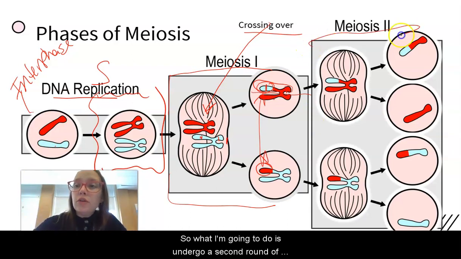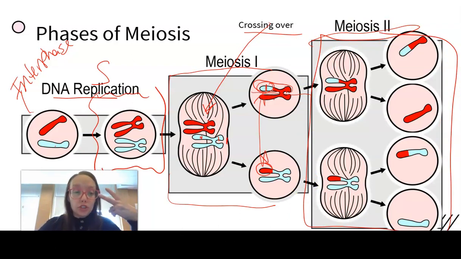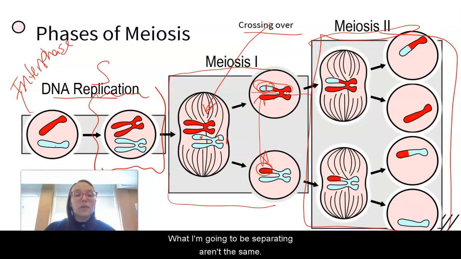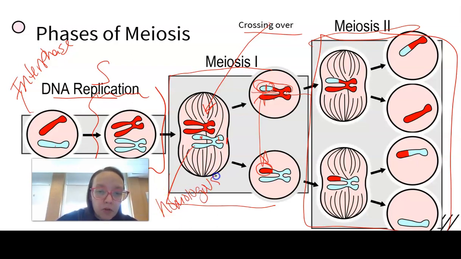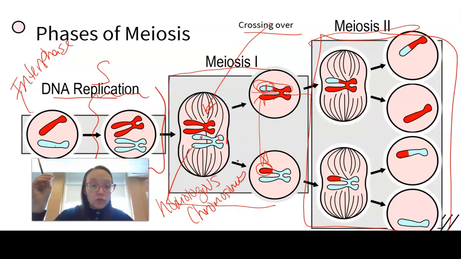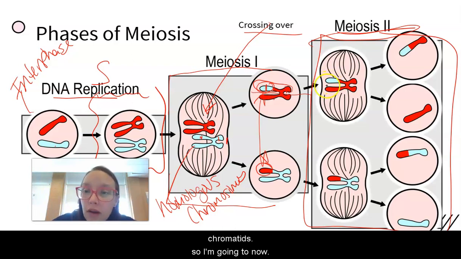So what I'm going to do is undergo a second round of division called meiosis 2. At this point, what I'm going to be separating aren't those, we call them homologous. So these are homologous chromosomes. So I'll separate homologous chromosomes, whereas in meiosis 2, I'm going to separate those chromatids. So I'm going to now separate those two different sides.